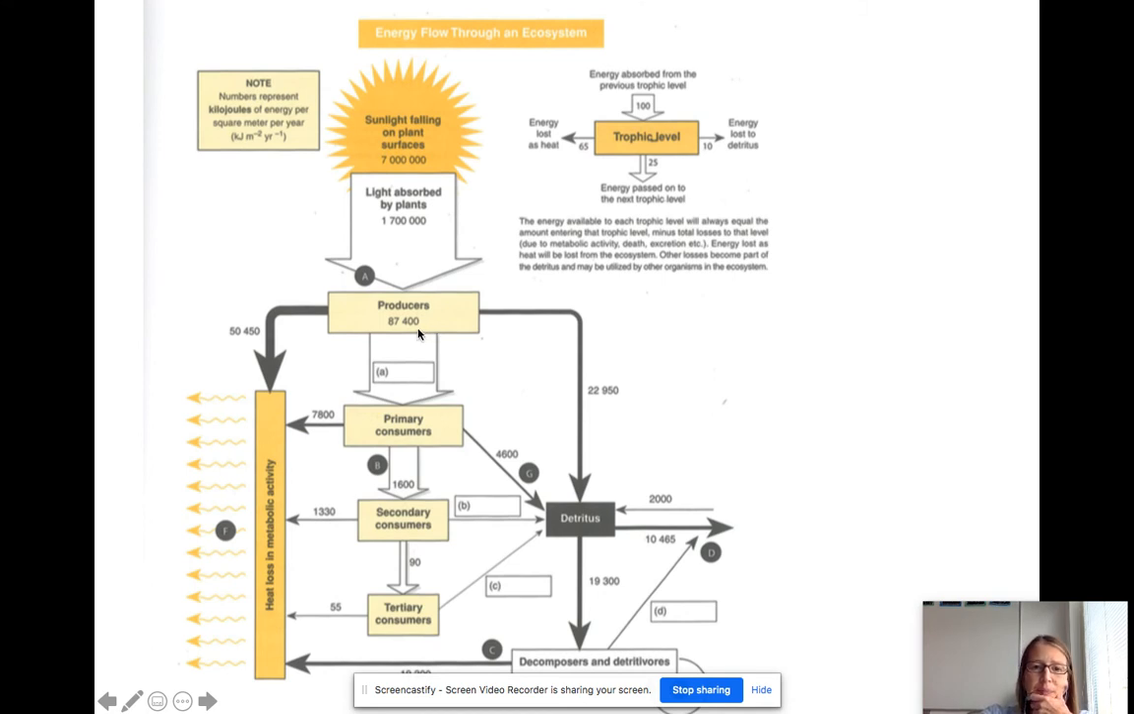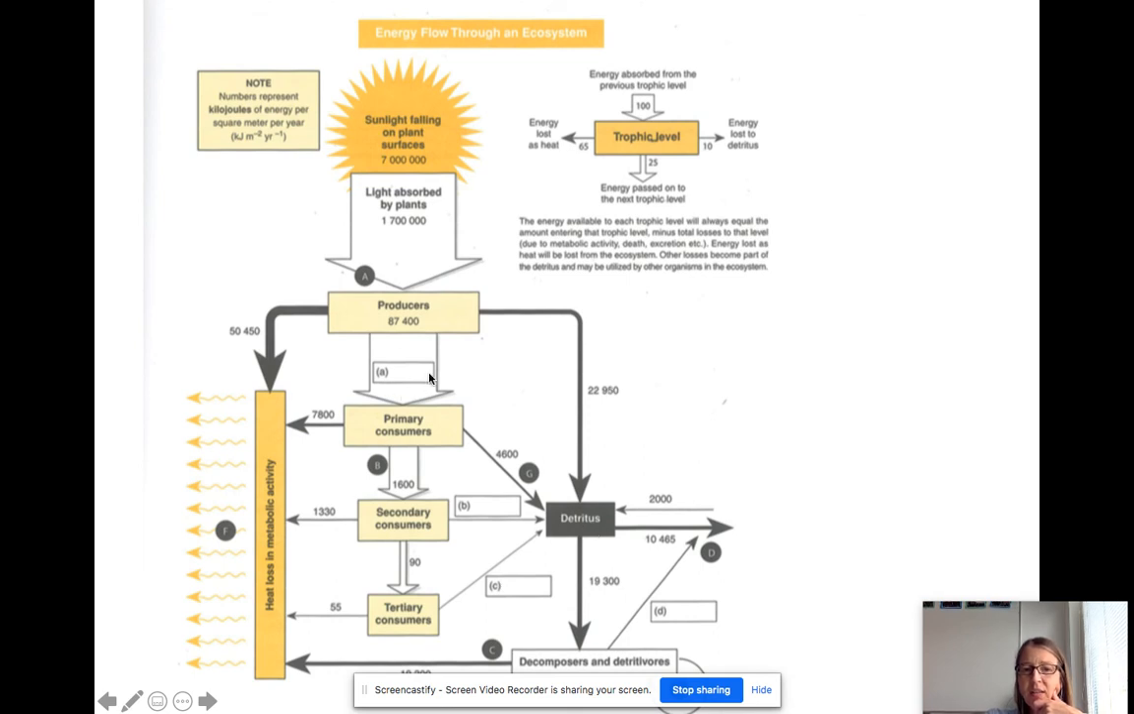And then it's going to have you work your way through and talk about what's going on in each of these levels, like how much of this is going to go into the primary consumers. But you can track how much is lost in other directions. So for the producers, they have 87,400 kilojoules per meter squared per year in that trophic level, and 50,450 is lost as heat, and 22,950 is lost as detritus.